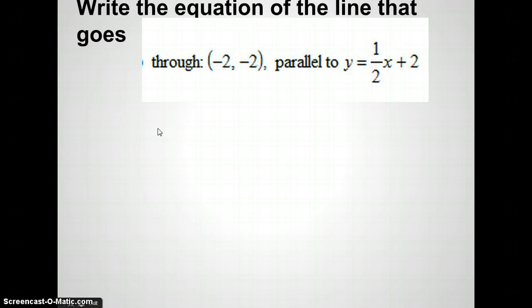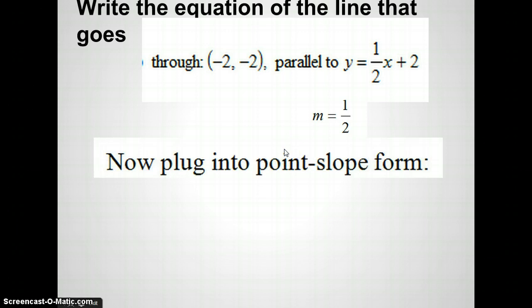We have 2 more examples. Write the equation of the line that goes through the point -2, -2 and is parallel to this equation. Now the only thing I want to pull from this equation is the slope. I want it to be parallel to this line. That means they have to have the same slope. So I'm going to be using the slope 1/2 and the point -2, -2 to write my equation. I'm going to follow the same procedure as before.